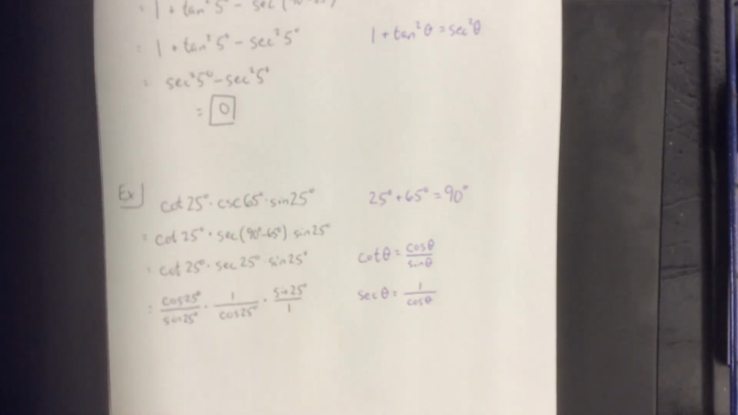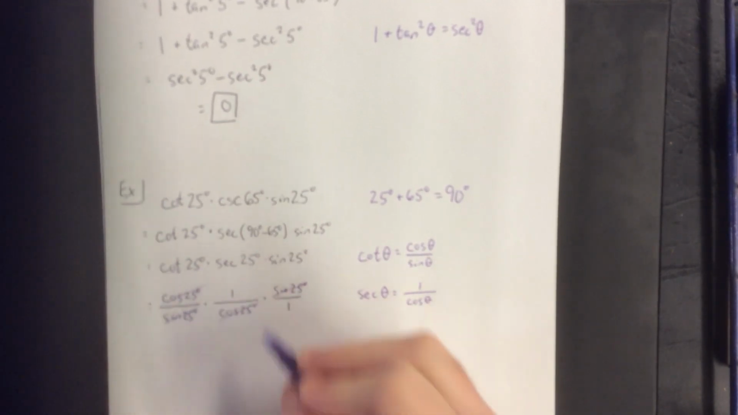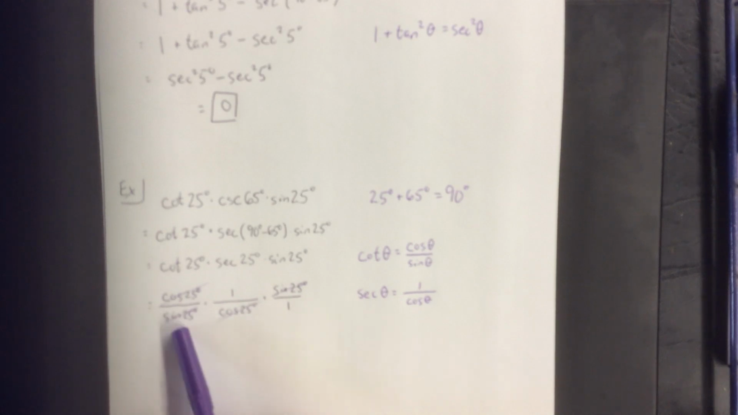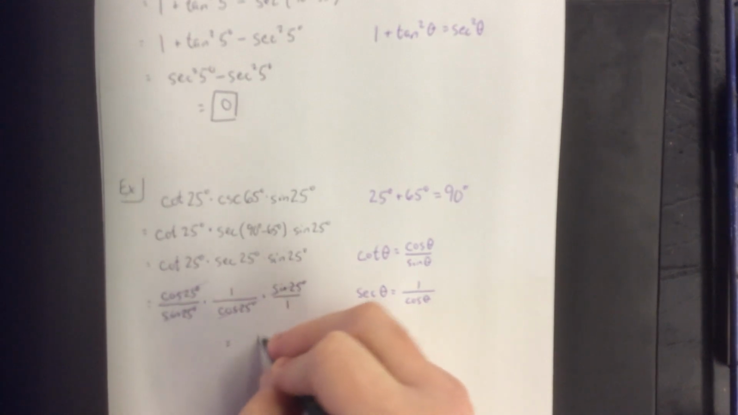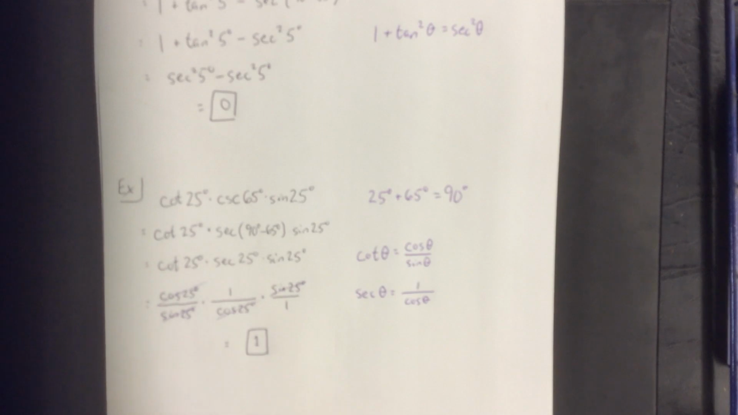All of these fractions are being multiplied together, which means that I can go straight across the top and straight across the bottom, or point out that if you have a factor in the numerator and a factor in the denominator, you can get them to cancel out. So the sine of 25 degrees cancels with the sine of 25 degrees. Cosine of 25 degrees cancels with the cosine of 25 degrees, leaving me with nothing but 1s. So final answer for this one is going to be 1.